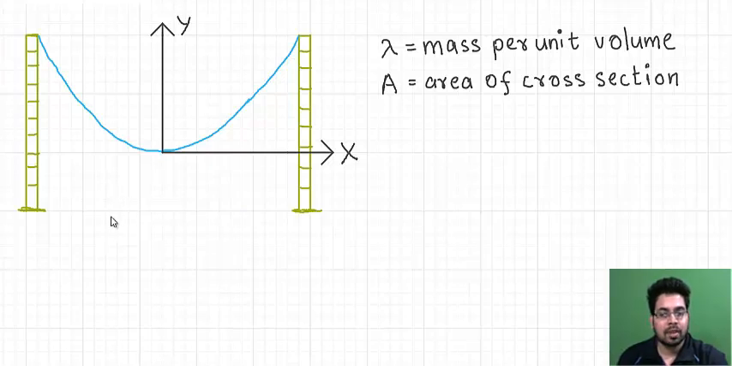Today we are going to find the equation of this curve. Actually, here we have two poles and a rope, or let's say a wire, hanging between them, and we can clearly see that the wire is sagging. It is often assumed that whenever a wire sags between two poles, it takes the shape of a parabola. But actually, it's a catenary and not a parabola.